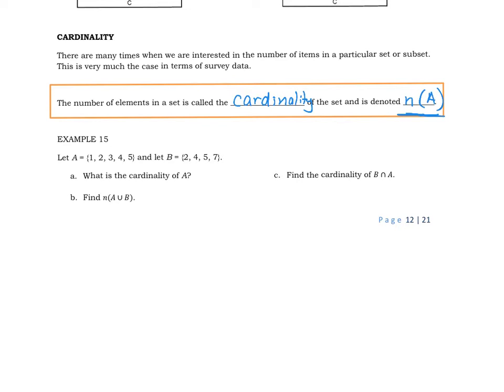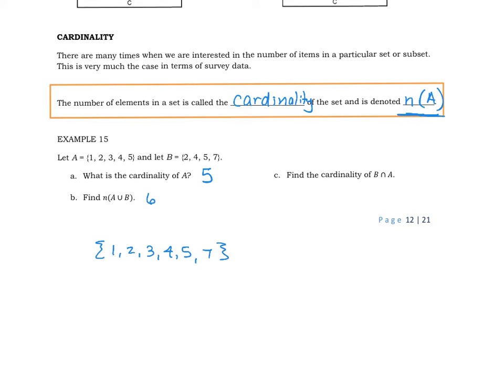So example 15a, what's the cardinality of set A? Well, we have 1, 2, 3, 4, 5 elements. Easy enough. Now they're asking us to find the cardinality of A union B. Well, let's go ahead and list what that would be. 1, 2, 3, 4, 5. There's our set A. So element 2 is already listed, so is 4. So is 5, and we have one more element for the union. So the cardinality of A union B has 6 elements. 1, 2, 3, 4, 5, 6 elements.